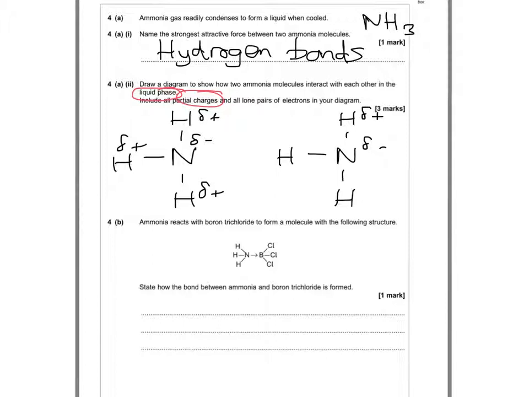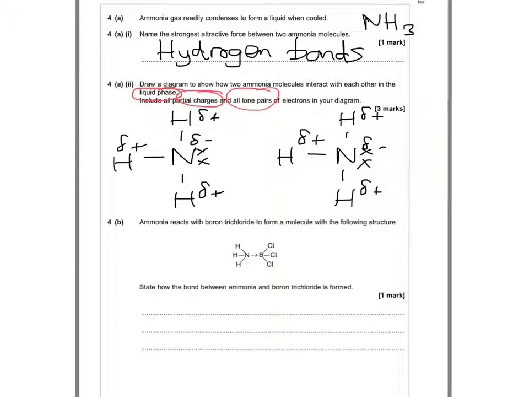And actually, in the mark scheme, it says you don't have to draw all of them, as long as for each molecule there's a correct nitrogen and hydrogen. Okay, so that's 1 mark. Second mark is for the lone pairs. Each nitrogen atom has a lone pair, like so.